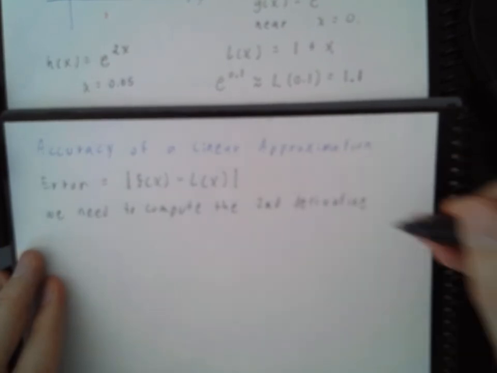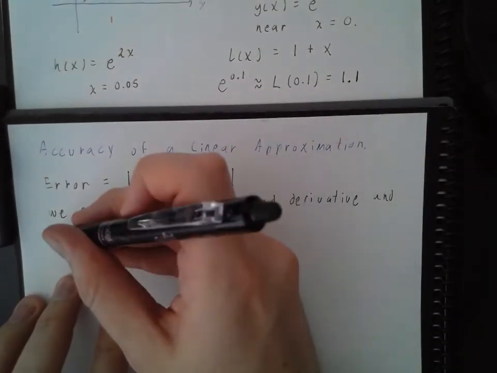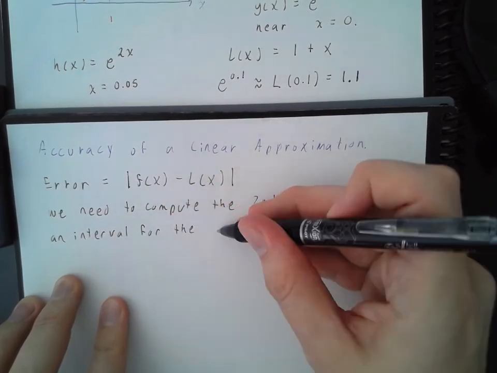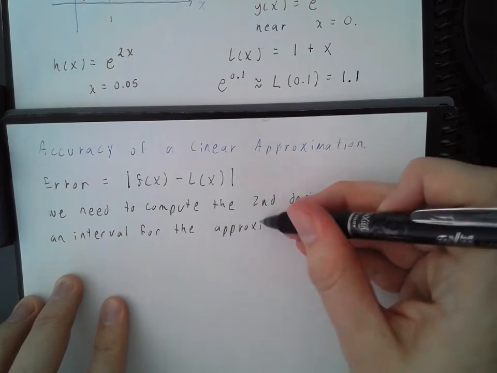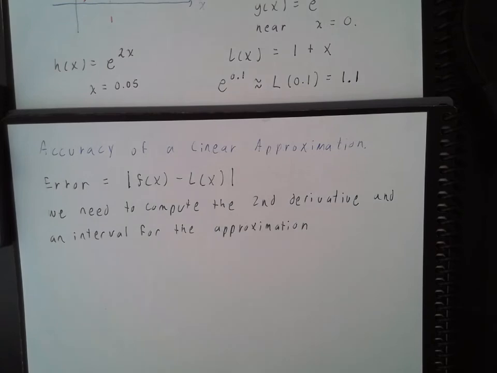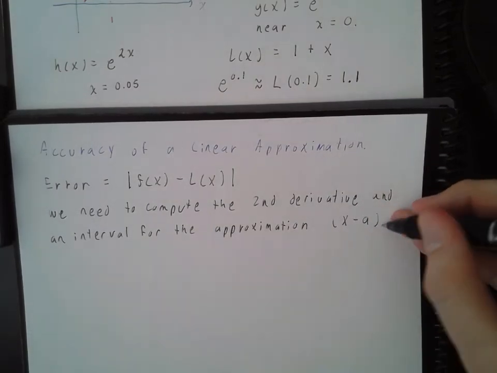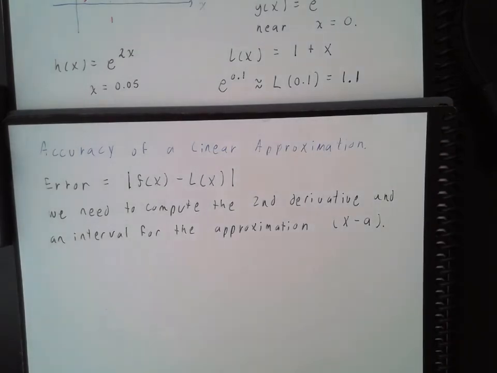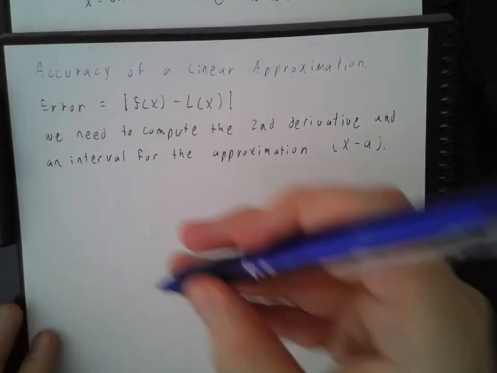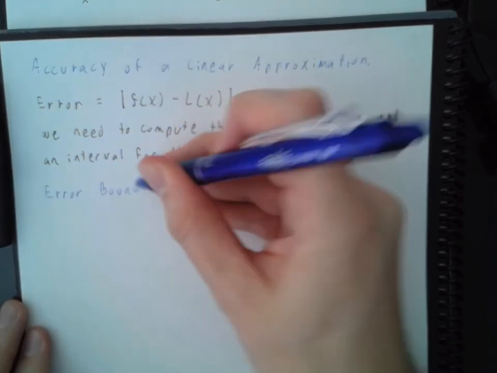We also need the interval for the approximation. Normally, if your approximation is centered around a, you might consider that your interval is x minus a. So the following theorem is going to give me a good error bound for the linear approximation.